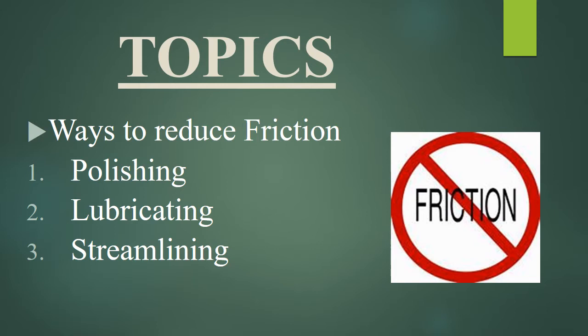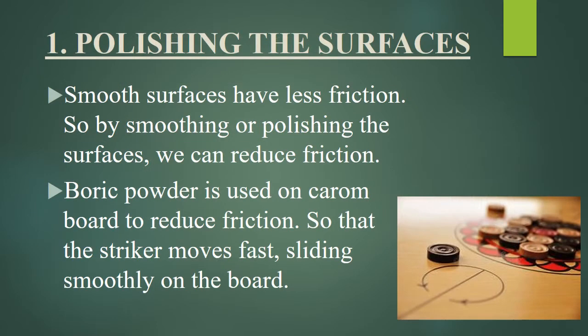Let's discuss these methods of reducing friction in detail with the help of examples from our daily life. The first method used to reduce friction is polishing the surfaces. Smooth surfaces have less friction, so by smoothing or polishing the surfaces we can reduce friction. One common example of reducing friction by this method is the use of boric powder. It is used on a carom board to reduce friction, so that the striker moves fast, sliding smoothly on the board.